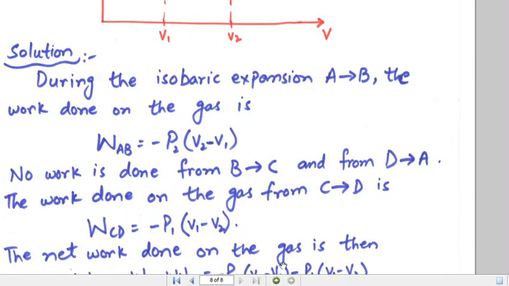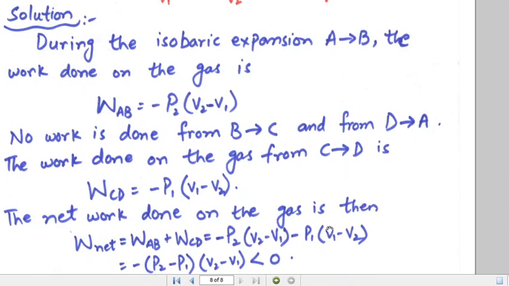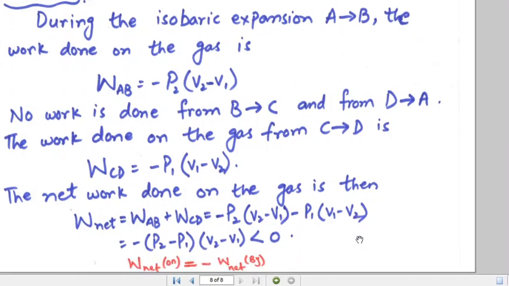So the net work done on the gas in this case is equal to the work done along the AB path plus the work done along CD, which is minus P2 times V2 minus V1, minus P1 times V1 minus V2. You can also write it as minus P2 minus P1 times V2 minus V1, with the negative sign. It means that the net work done on the gas in this case is less than zero, that is, it is negative.